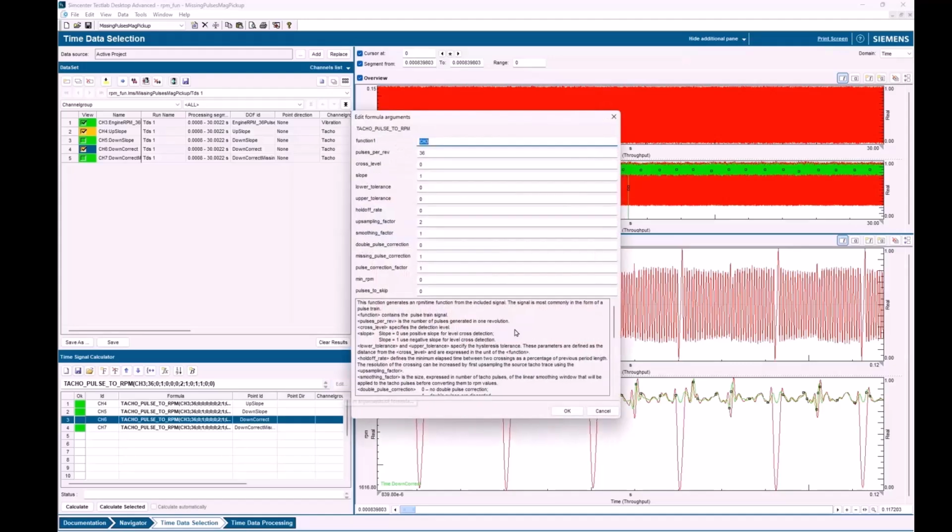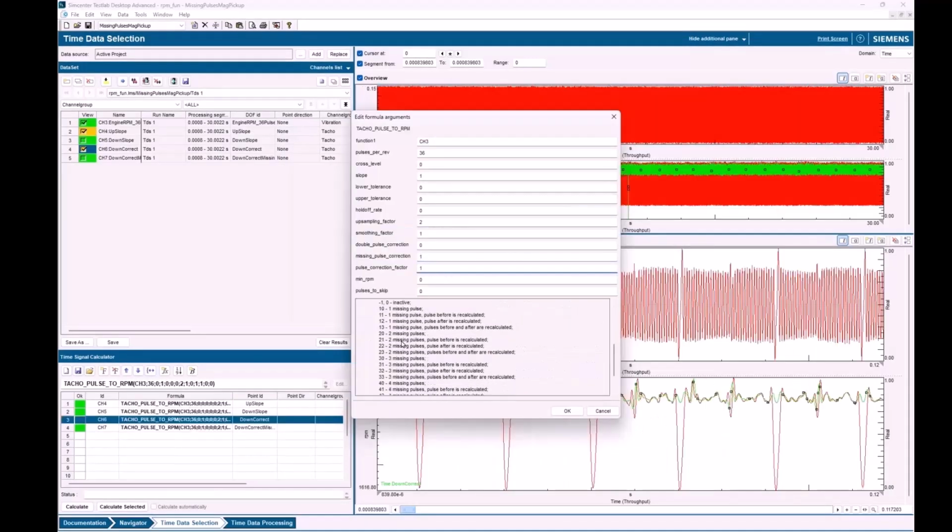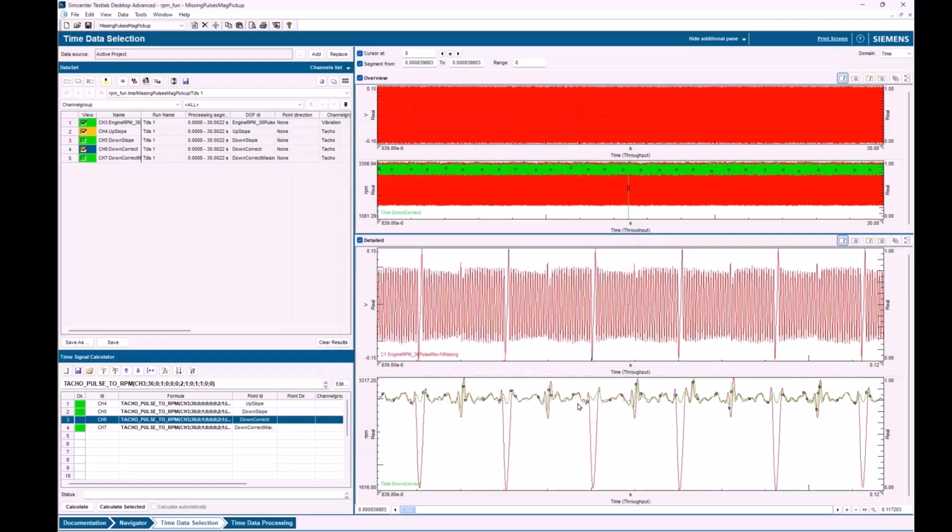Yeah, so it's got some good corrections. Now, one thing that's interesting about this is you see there's some different options here. It also can recalculate the pulse before or after the missing tooth. And why do you think we have that option in there? What do you think?